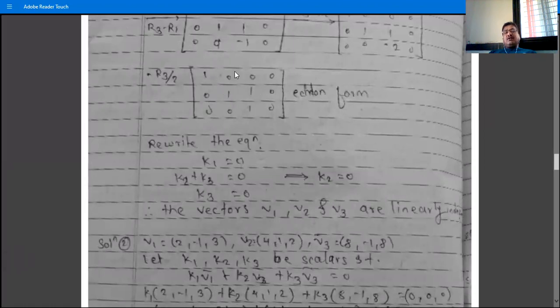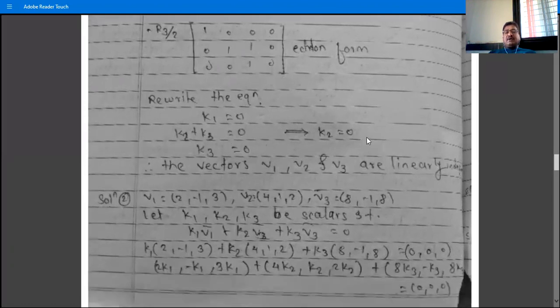But if you write it, rank of A is 3 and rank of AB is also 3, because this whole is the echelon form of the matrix AB, and the first three columns are the echelon form of the matrix A. The system is consistent. So rewrite the equations. K1 is equal to 0. K2 plus K3 is equal to 0, second equation, and the last equation K3 is equal to 0. Substitute K3 equal to 0 in the above equation, we have K2 is 0. So K1 is 0, K2 is 0, and K3 is 0.